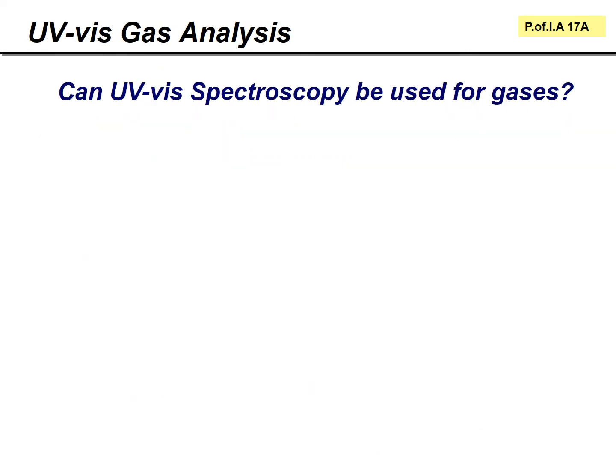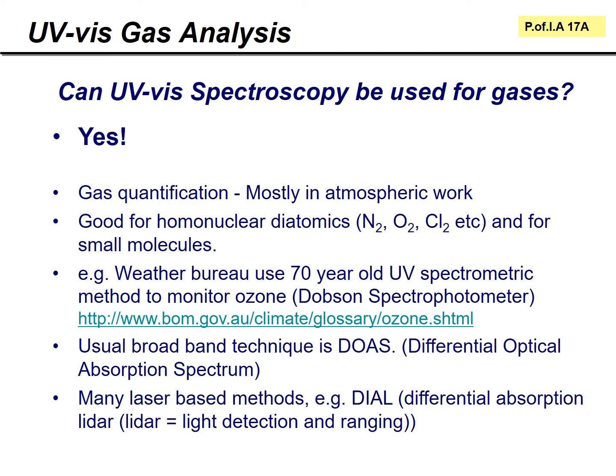So, can UV-Vis be used? Of course it can. Very useful in atmospheric work. Great, of course, for homonuclear diatomics. And we're going to have a quick look at a spectrophotometer that the Weather Bureau still uses to monitor ozone, and then a version of UV-Vis called differential optical absorption spectroscopy.